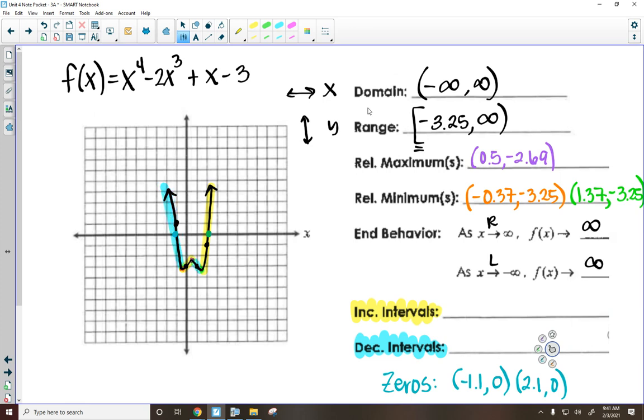So that's all I'm asking you to do for the increasing and decreasing intervals at this point. For some bonus or extra credit, you can work on writing those intervals and just work with me in the classroom if you want to kind of learn a little bit more on how to do that. I will say those increasing and decreasing intervals, you're writing them based on the x values. So just a heads up on that.